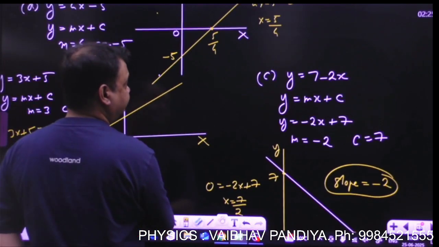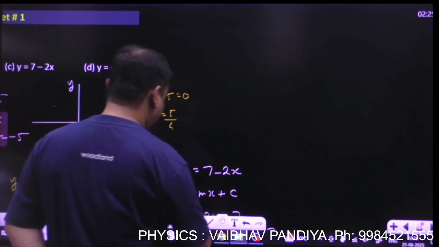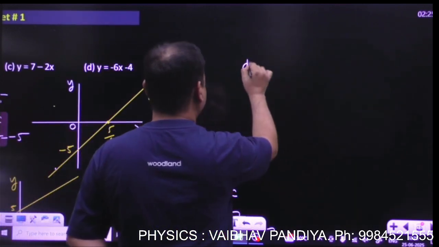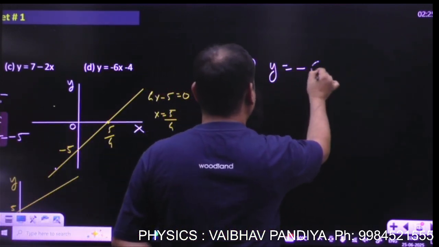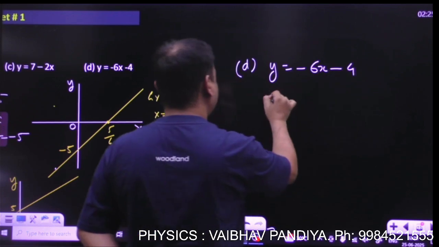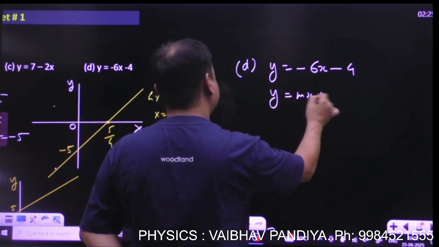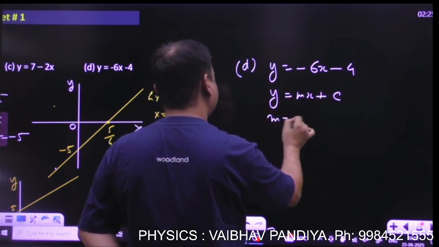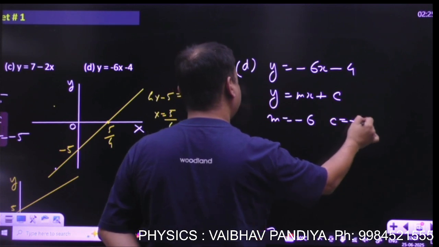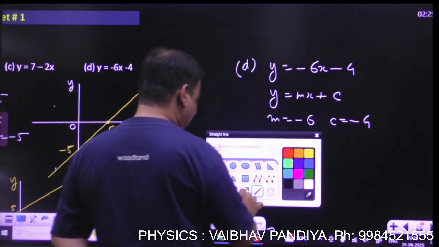Last one is y is equal to minus 6x minus 4. So let us again compare it with the standard form. So m is coming to be minus 6 and the intercept is coming to be minus 4. So we have both the quantities negative.